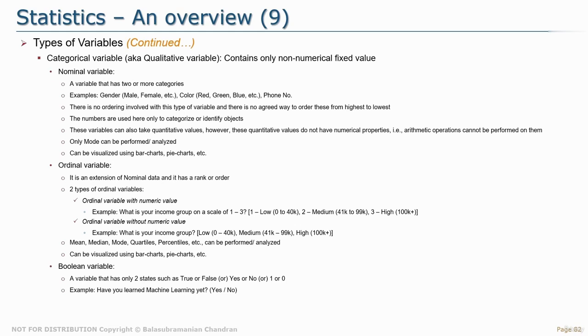Boolean variable. It's a variable that has only two states, such as true or false, yes or no, 1 or 0. Example, have you learned machine learning yet? Yes or no. This is a Boolean variable.